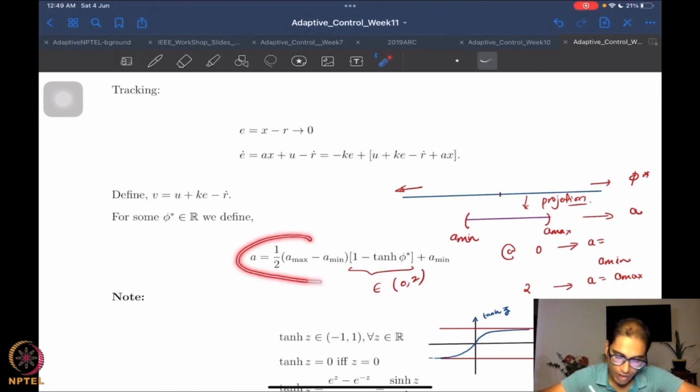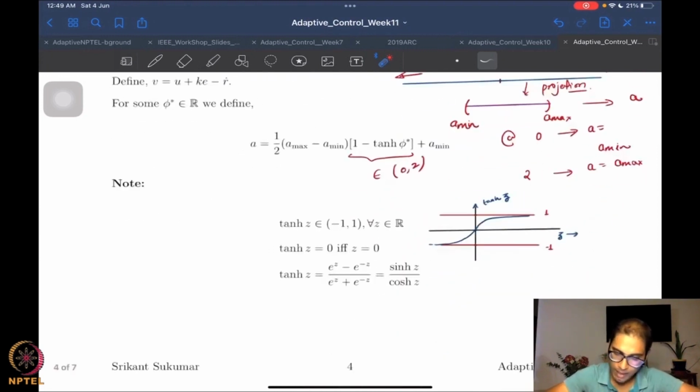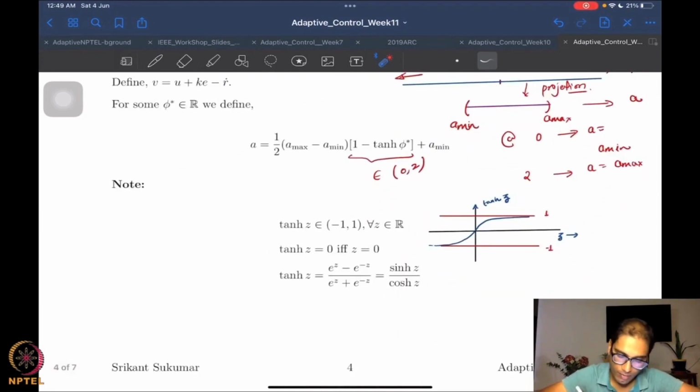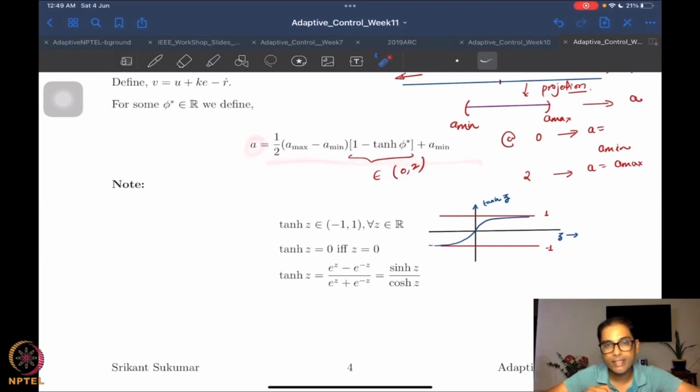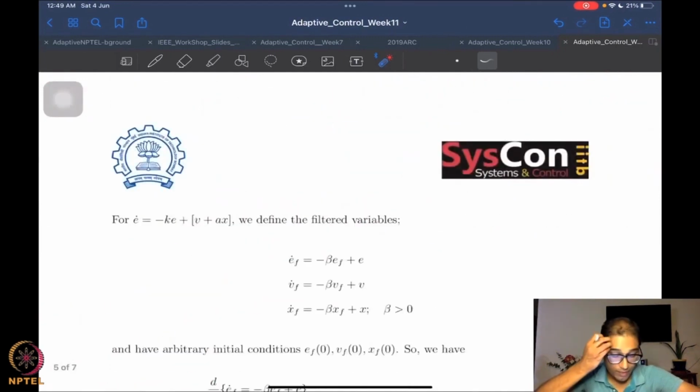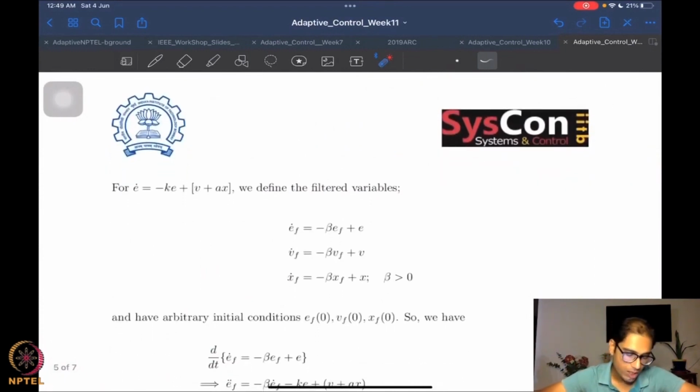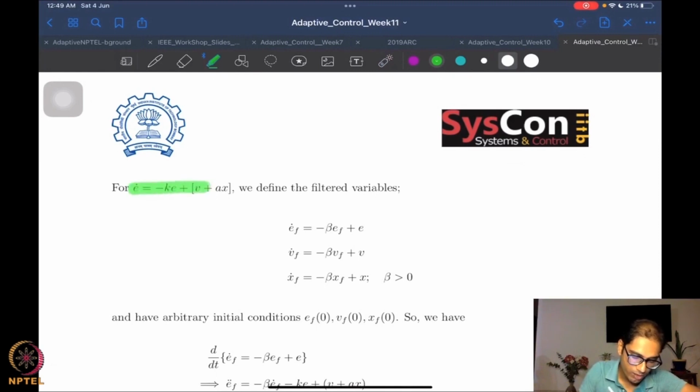So this is the definition of a. It should not be difficult to see that if a does lie between a min and a max, there exists such a phi star, because this tan hyperbolic takes every value from -1 to 1. So obviously you cannot miss A. So there does exist a phi star such that A satisfies this expression. Okay. Right. So before we move on, this becomes a dynamics because you've redefined the control.